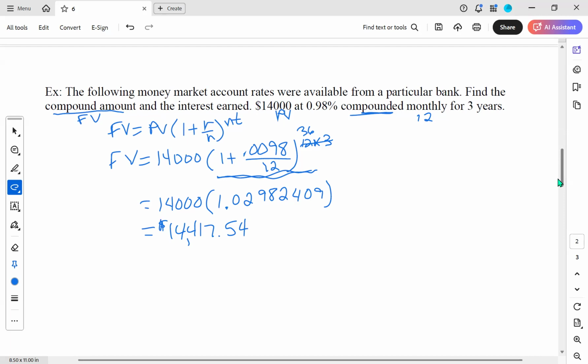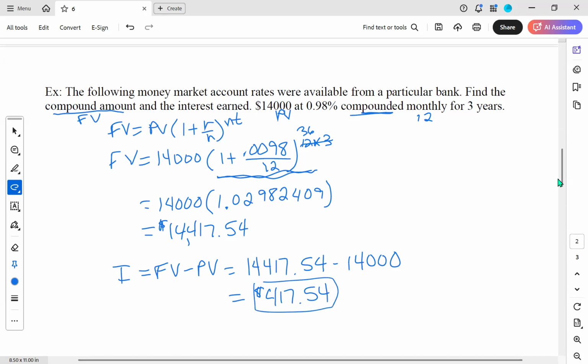All right. Now, to get the interest, what we'll do is we'll do our future value minus our present value. So we're taking our $14,417.54 and we're going to subtract off the 14,000 that was the present value. And so when we do, that's going to give us $417.54 for our interest amount. So we got two amounts here. One is our future value and one is our interest amount. And that's how the future value formula goes. This is also along similar lines of the simple interest one. It's just you don't have the N on it.